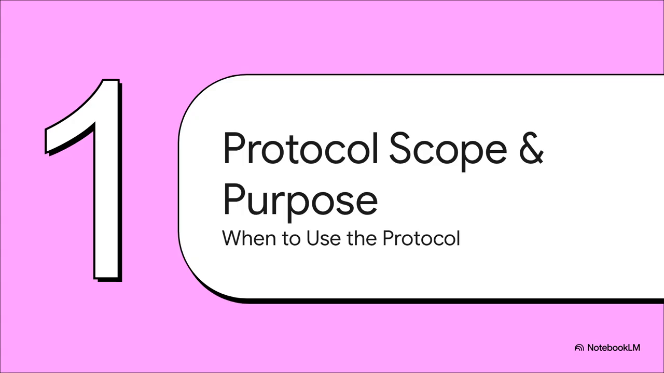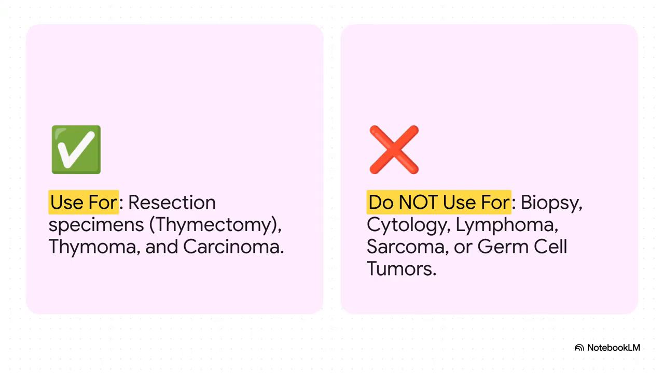Okay, first things first. Before we can even think about the details, we have to make sure we're using the right tool for the job. Understanding the scope of this protocol is the absolute critical first step for any specimen that lands in front of you. So this is super important. This protocol is specifically for resection specimens. We're talking your thymectomies, partial or complete. It's for the epithelial tumors, things like thymomas and carcinomas.